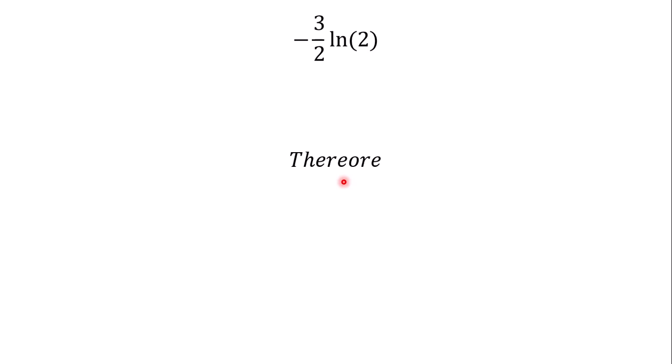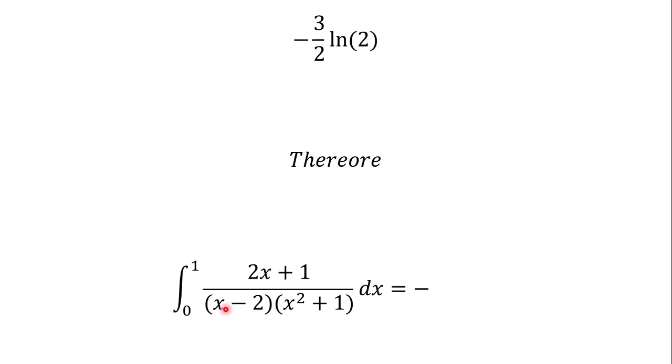Therefore, the value of this integral is equal to minus 3 over 2 natural log of 2. This one, you will not add any plus c because it is a definite integral. With definite integral, we know the value, but with indefinite integral, we don't know any value. That is why we add the constant to it.